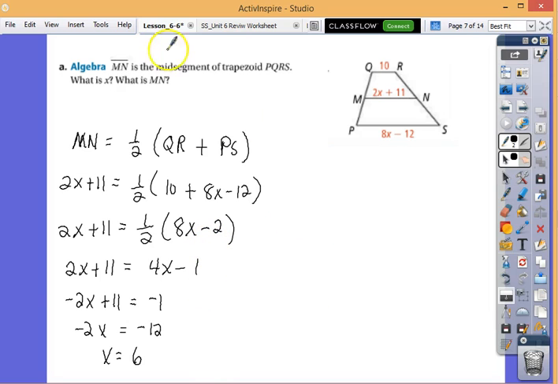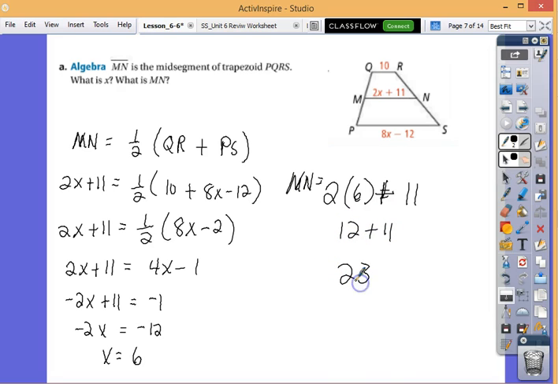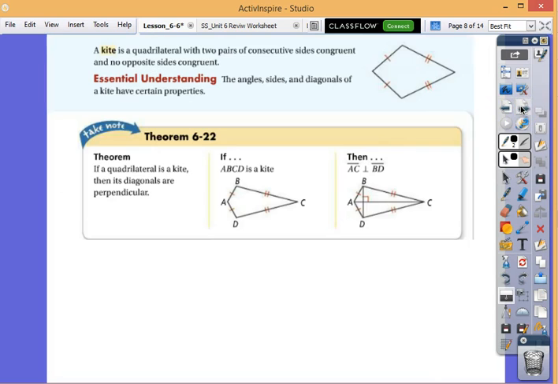All right. So it also asked us what MN was. So MN can be found by taking the 6 and multiplying it by 2 and adding 11 to it. So that's going to be 12 plus 11, which is 23. Everybody okay with that? All right.